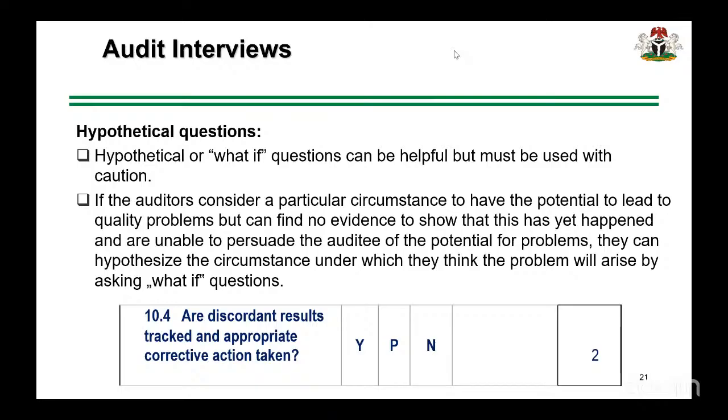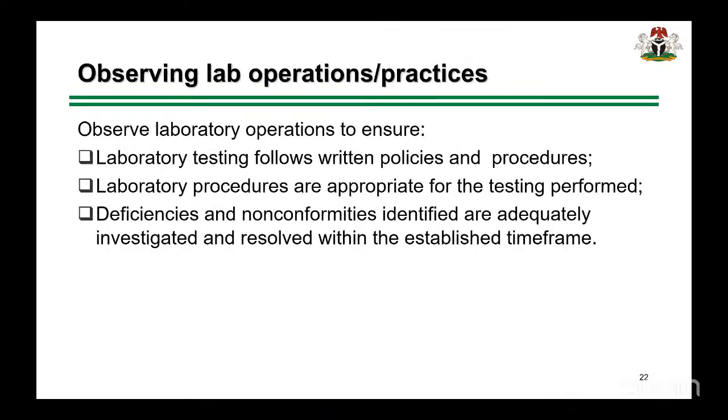Normally, that is not a normal process. That's not a frequent thing. So when you have a discordant result, are they tracked and are appropriate corrective actions taken? Because this is like "what if." Let's say, for example, you give a wrong result. What if you give a wrong result? Normally you're not expected to give a wrong result. What if? That is what a hypothetical question is.